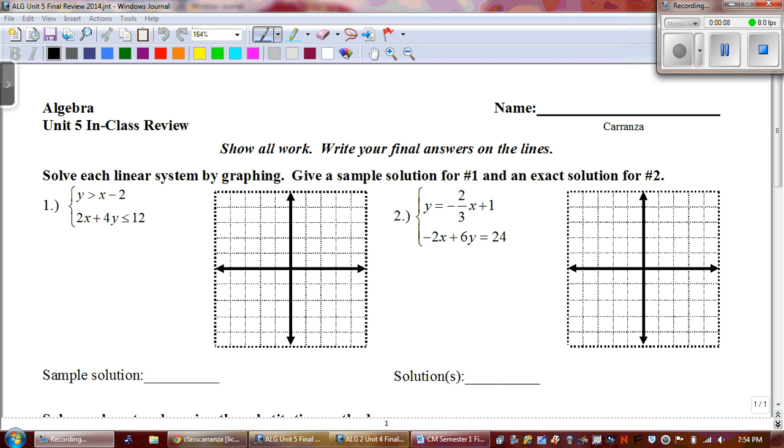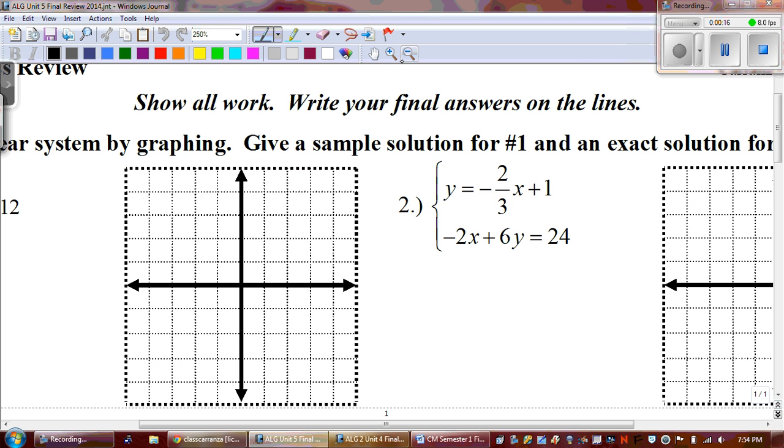Remember to show all your work and to write your final answers on the line. Okay, for number 1, let's go ahead and take a closer look.